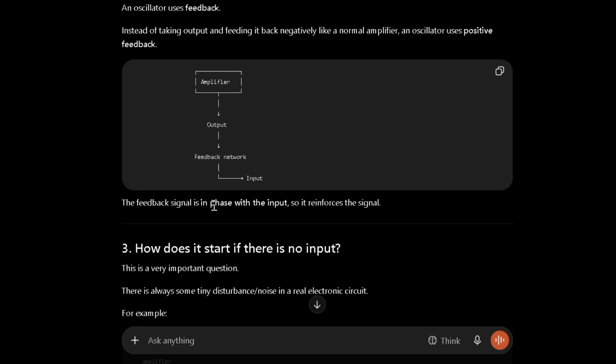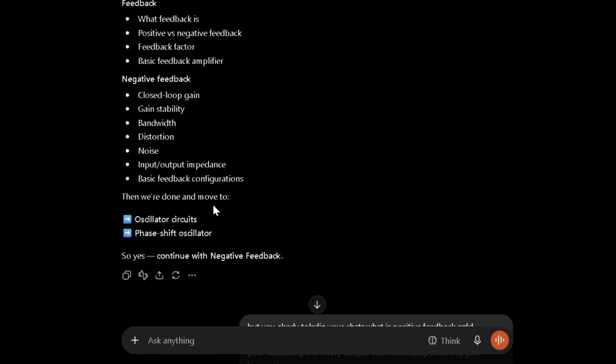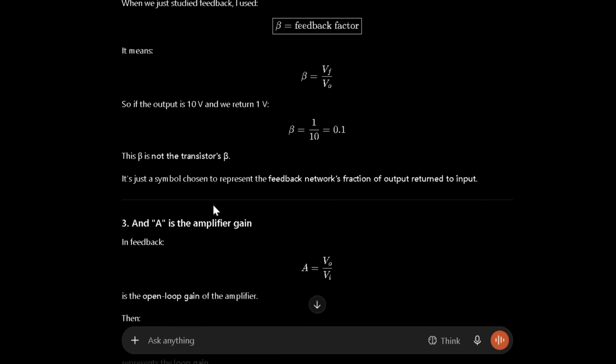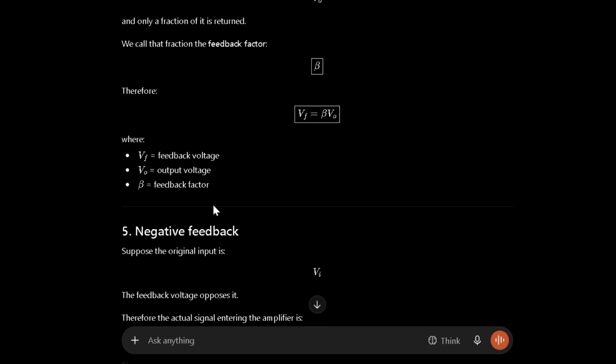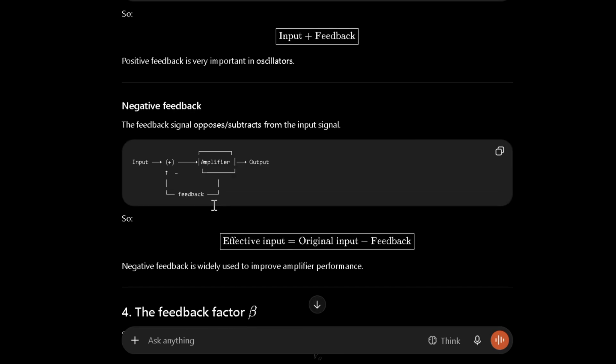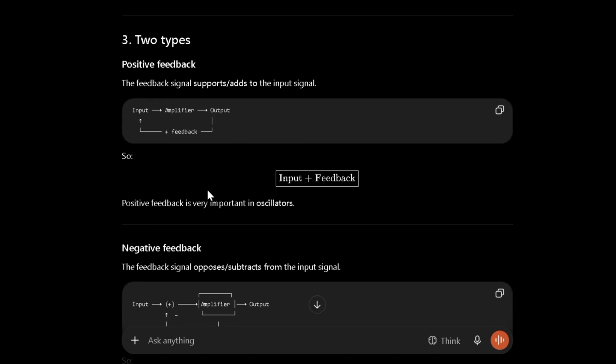So what I have done here is explain what feedback is. Let's see what positive feedback and negative feedback are. In positive feedback, the feedback signal supports or adds to the input signal. Suppose here is the input signal going into an amplifier. It amplifies the signal, and we take some fraction of the output and add it to the input. That is input plus feedback. Positive feedback is very important in oscillators.